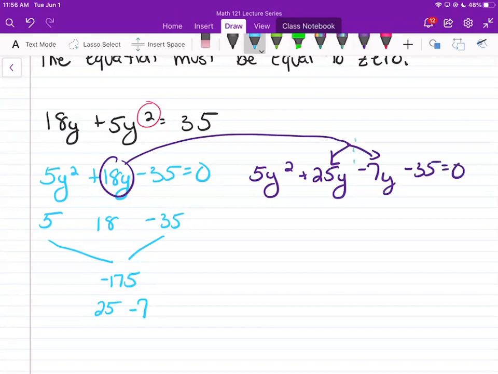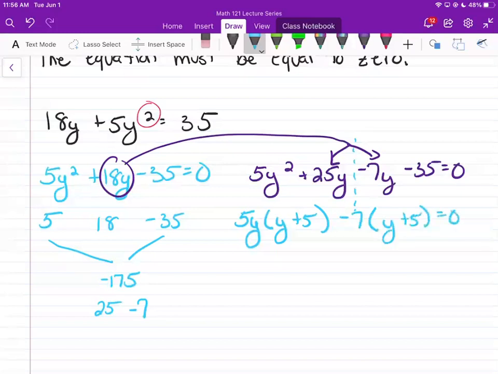Now I proceed to factor by grouping. I pull out a 5 and y from the first two, which leaves me with y plus 5. And I can pull out a negative 7 from the second two, which leaves me with y plus 5 equals 0. When I finish my factoring, I end up with 5y minus 7 times y plus 5 equals 0.